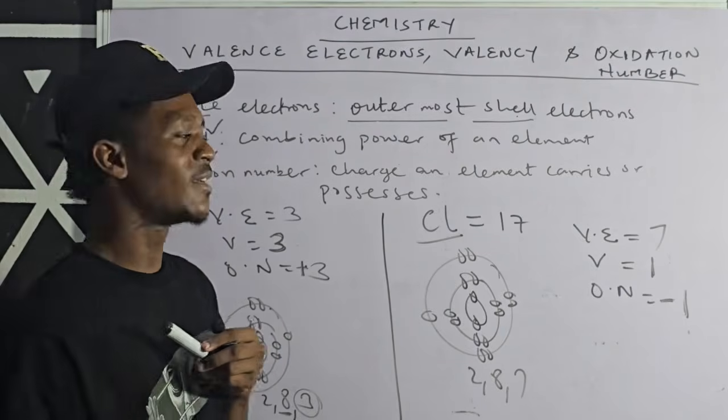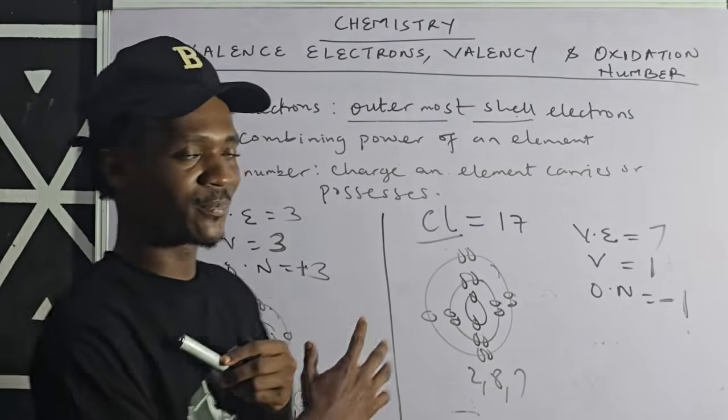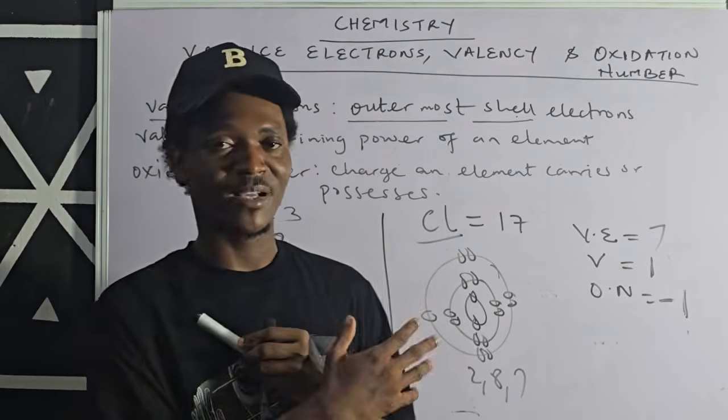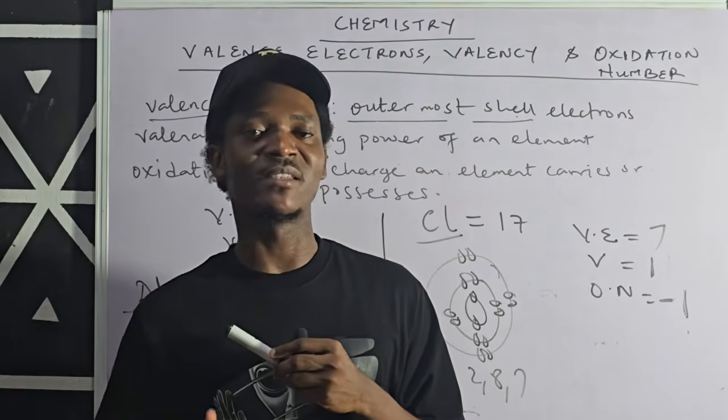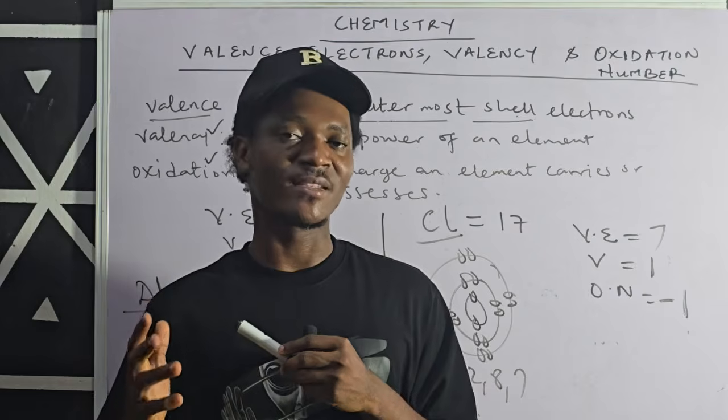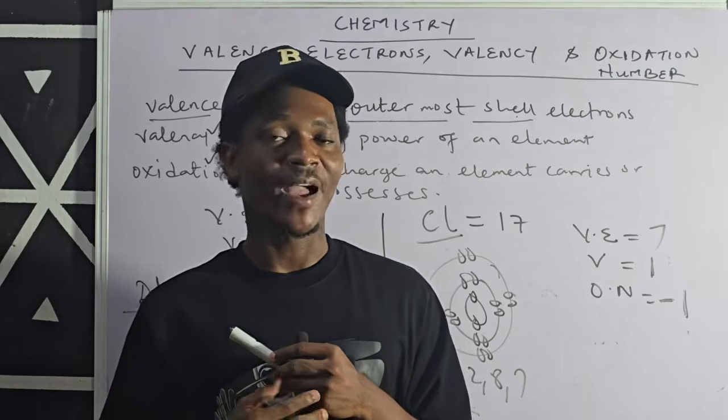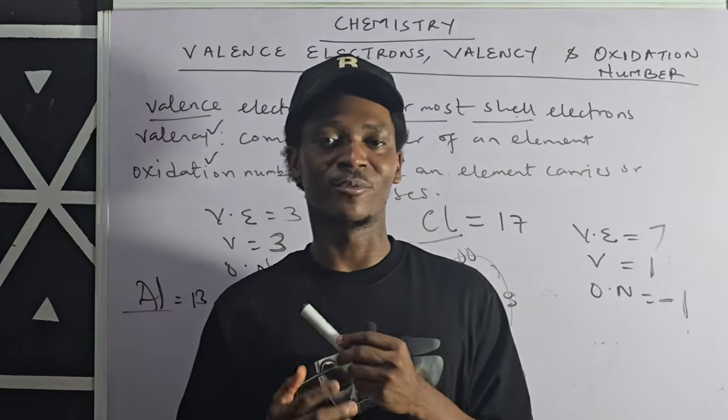So, don't forget that. So, it's my hope that I've been able to explain something with regards to these three quantities in the world of chemistry, talking about valency, valence electrons, and oxidation number. I hope you've learned one or two things from this lesson.